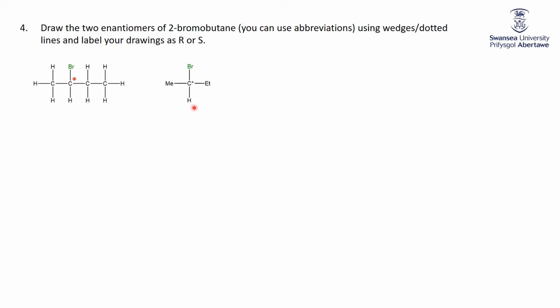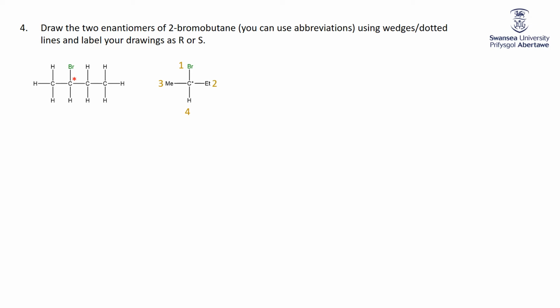Now, of course, if we are to assign things as R or S, we need to know the priorities. So obviously bromine is priority 1, hydrogen is priority 4, but of these 2 carbons that are bonded to the chiral carbon, this one here is just a methyl, this is an ethyl. This carbon only goes to hydrogens. This carbon also goes to another carbon. So that makes the methyl the 3rd, and the ethyl the 2nd priority.